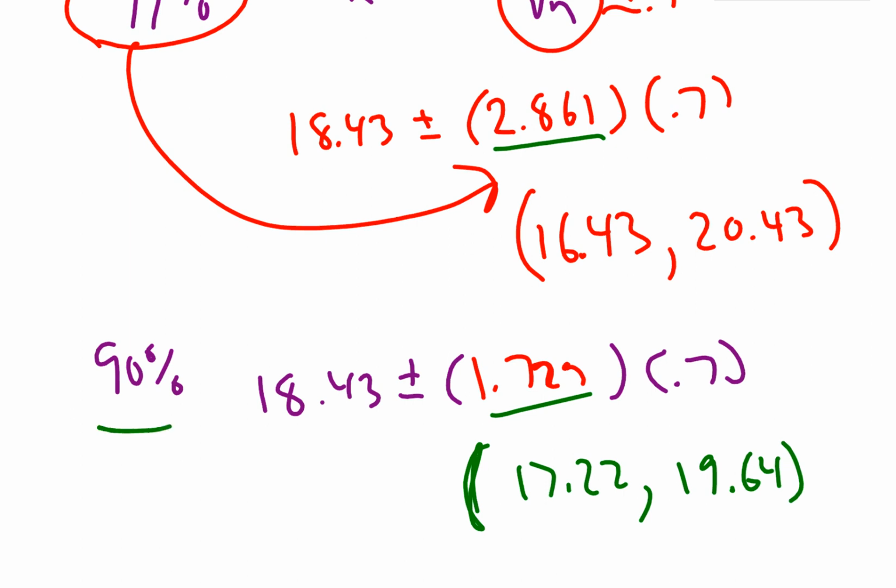It's even more narrow than the 95% interval was. And that's because we're less confident that we're capturing the true mean with this confidence interval.